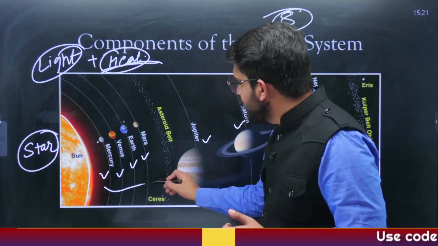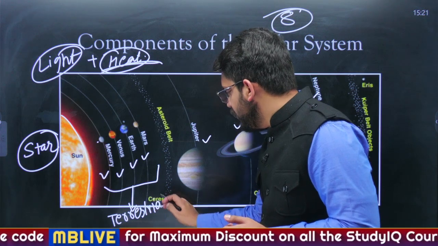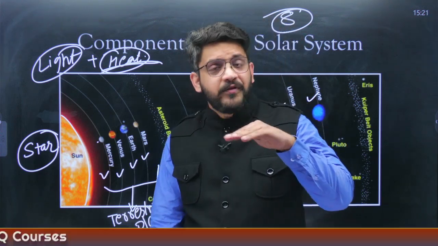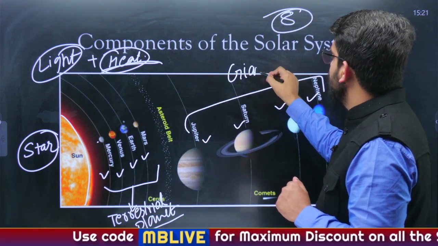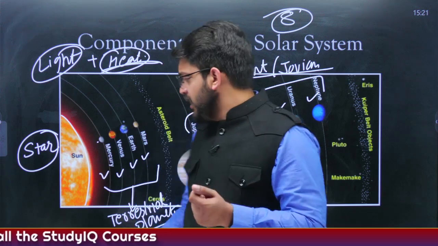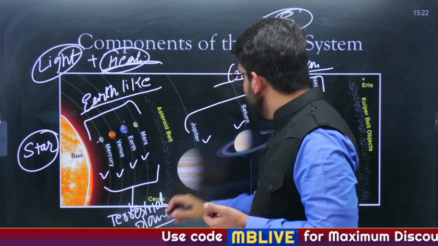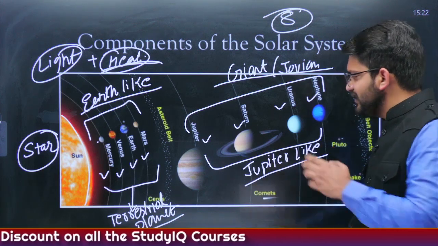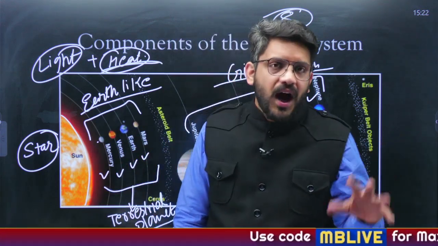These planets, Mercury, Venus, Earth and Mars, are known as terrestrial planets. These terrestrial planets are made up of a solid surface, whereas these others are giant, or I can say Jovian planets. These are made up of gases. They are Earth-like, and they are Jupiter-like. If we consider the size, they are Jupiter-like, that means they have a big size, and the others have a smaller size, similar to our Earth.